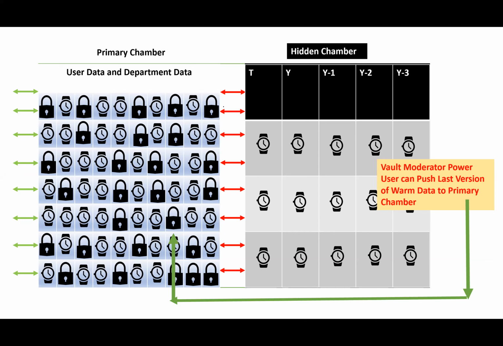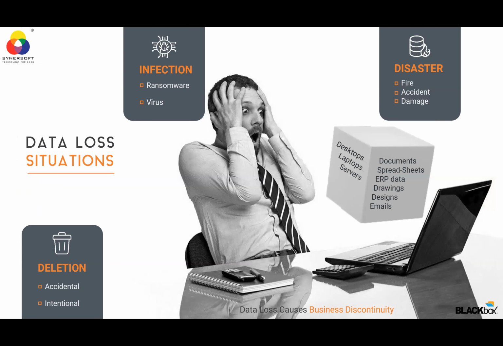So this is what we know about how BLACKbox handles ransomware. Now we will understand the third part, which is disaster or hardware problem. You might have a server on which your SAP data or Tally data is stored. You might have laptop users whose data is stored on that secure drive of BLACKbox. So here we will see that.